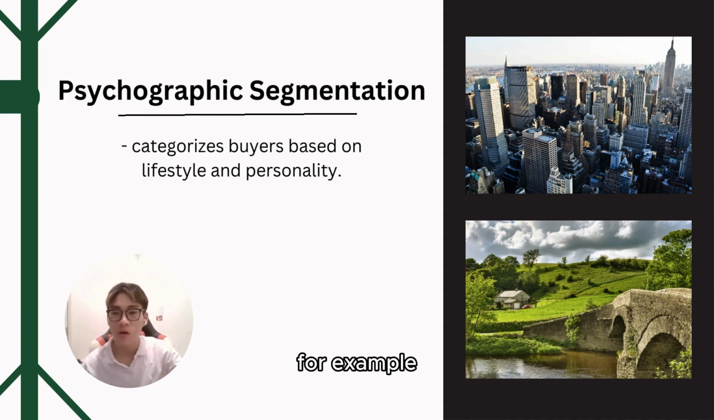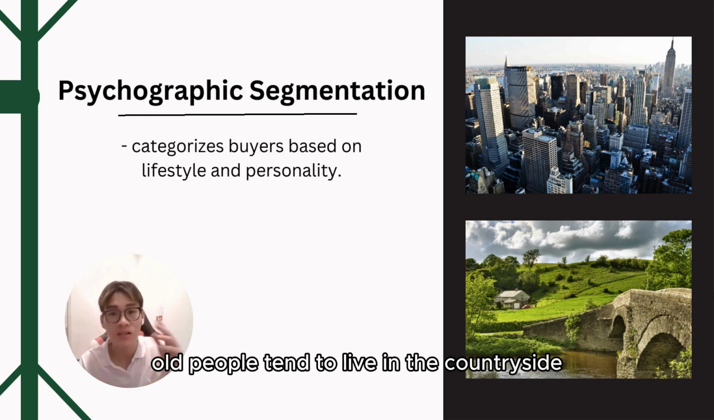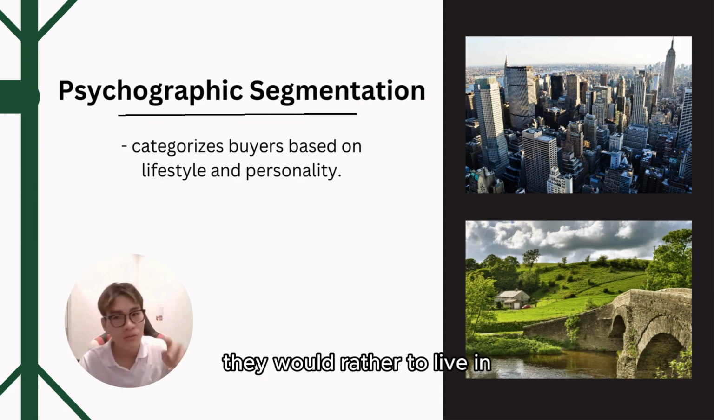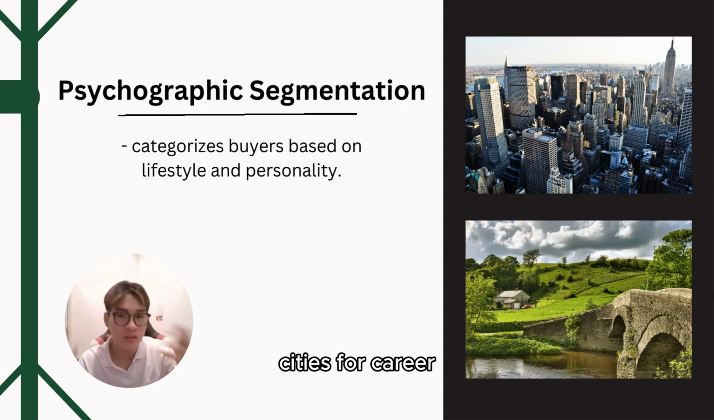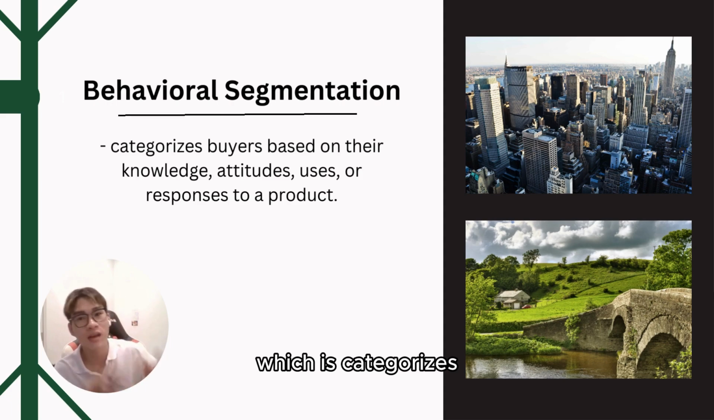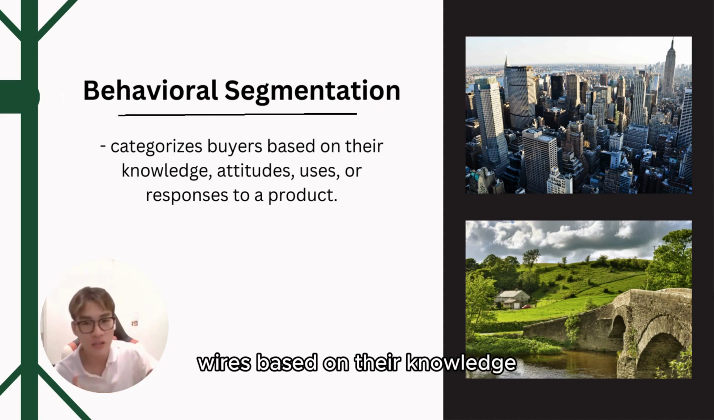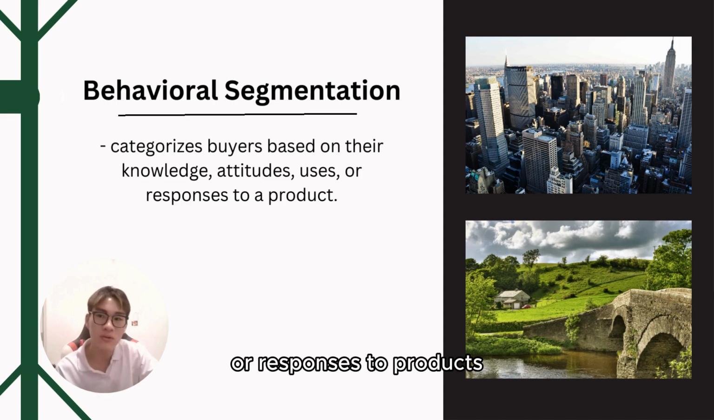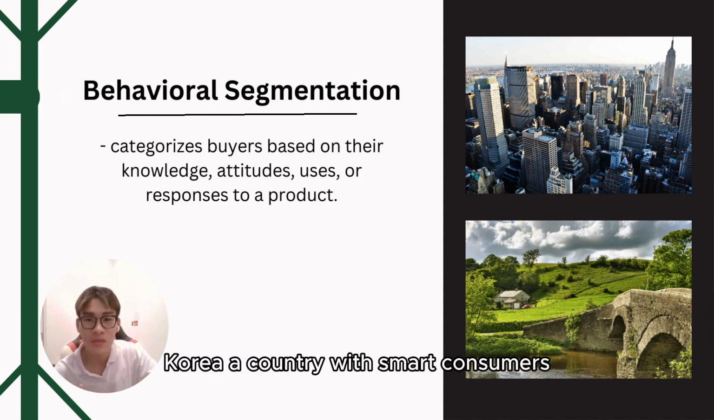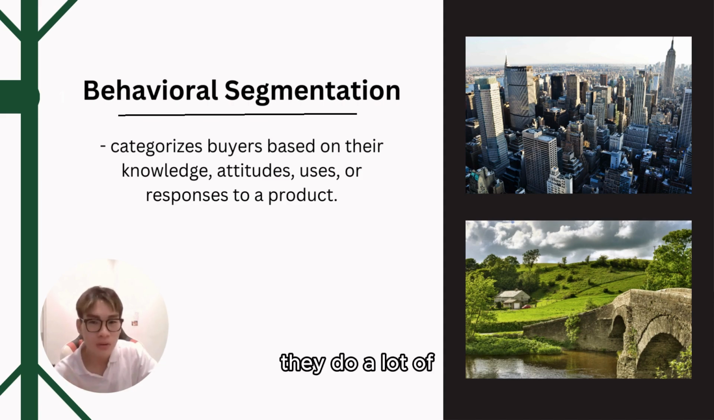For example, older people tend to live in the countryside for the peacefulness, whereas the younger would rather live in cities for career opportunities and convenience. Then behavioral segmentation, which categorizes buyers based on their knowledge, attitudes, uses, or responses to products. For example, Korea is a country with smart consumers; they do a lot of research before buying a product.